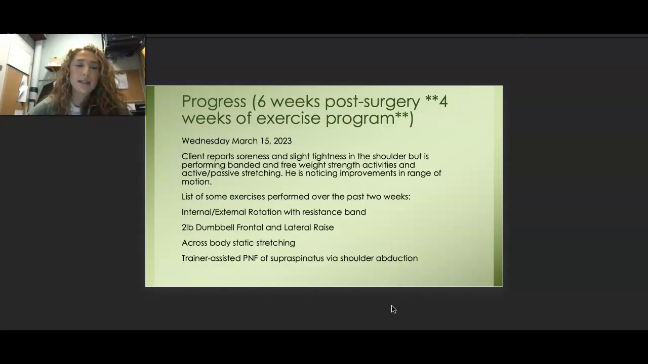So then moving to our last slide, this is going to be the progress that I saw of our patients. This was 6 weeks post-surgery, which is a total of 4 weeks post-exercise program. The date on this is Wednesday, March 15th, 2023. The client reports some soreness and slight tightness in the shoulder, but is performing banded and free weight strength activities already, and active and passive stretching and therapy. He notices significant improvements in range of motion, which he claims is due to the stretching. He feels like the stretching is helping him a lot get his range of motion back.